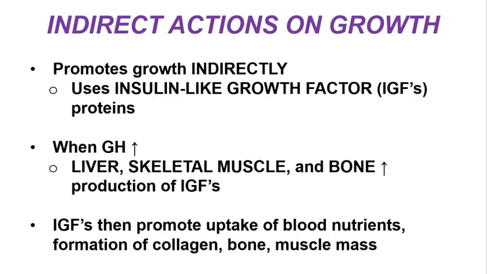So interestingly, growth hormone only has indirect actions on growth rather than direct actions. So when growth hormone is secreted and its levels in the bloodstream become elevated, the liver, skeletal muscles, and bone tissues will increase their production of proteins that are called insulin-like growth factors, which are abbreviated IGFs. So it is these IGFs that will then promote the uptake of blood nutrients, which is going to help build collagen connective tissues, it's going to help build bone tissue, as well as increase muscle mass by stimulating the growth of muscle by building new proteins.